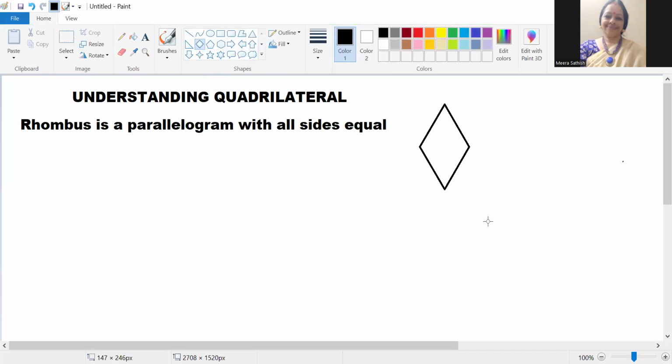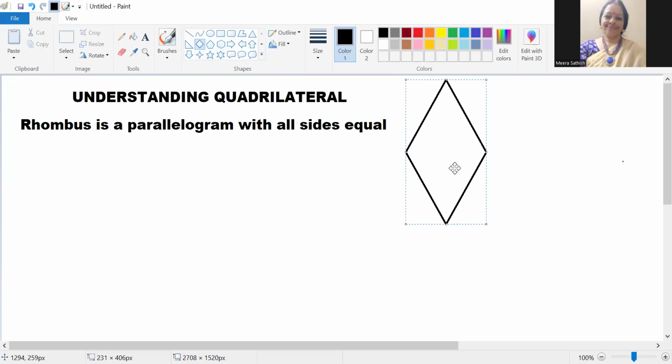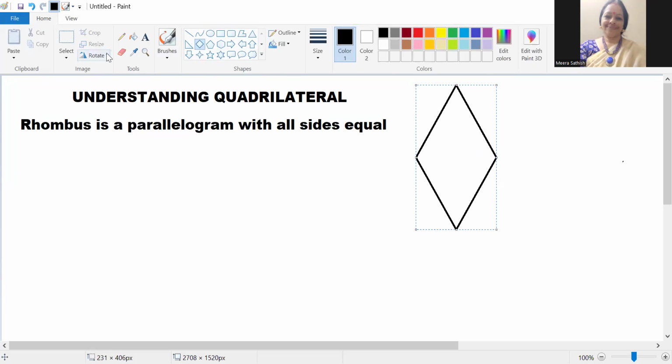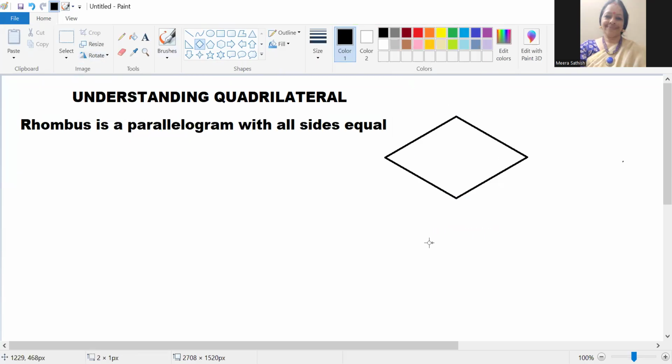And we can call it another name. You are very familiar with the name. Diamond. Yes, we can call it diamond also. Okay, now let us see the speciality of rhombus. All sides equal, as per the definition. AB, BC, CD, AD, all are equal. And same as parallelogram, opposite sides equal, opposite angles equal, angle A equal to angle C, angle B equal to angle D, adjacent angles supplementary.